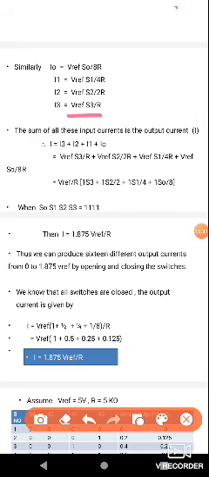V reference into S3 by R, I2 equals V reference into S2 by 2R, I1 equals V reference into S1 by 4R, and I0 equals V reference into S0 by 8R. So we are substituting the values in equation 1, I3 plus I2 plus I1 plus I0 equals I. So we substitute V reference by S3 by R plus V reference into S2 by 2R plus V reference into S1 by 4R plus V reference into S0 by 8R.